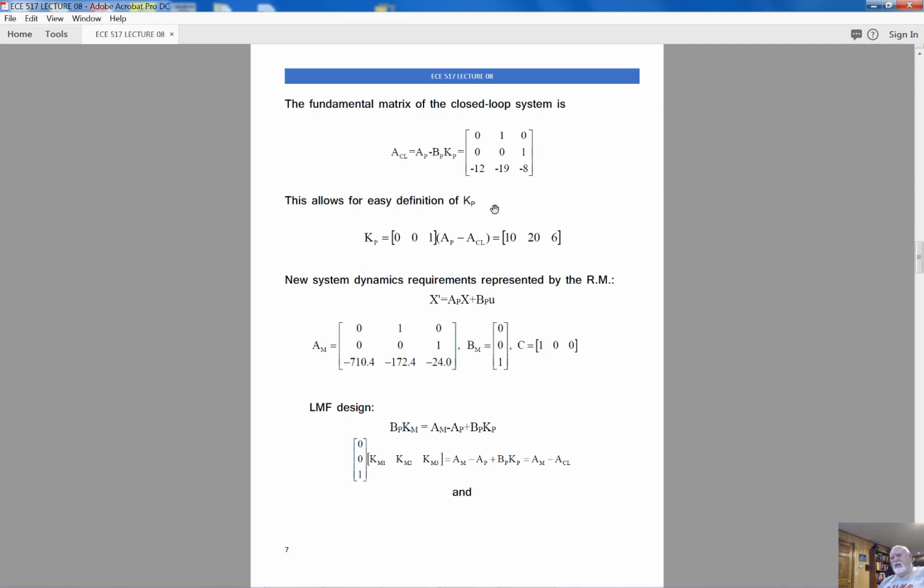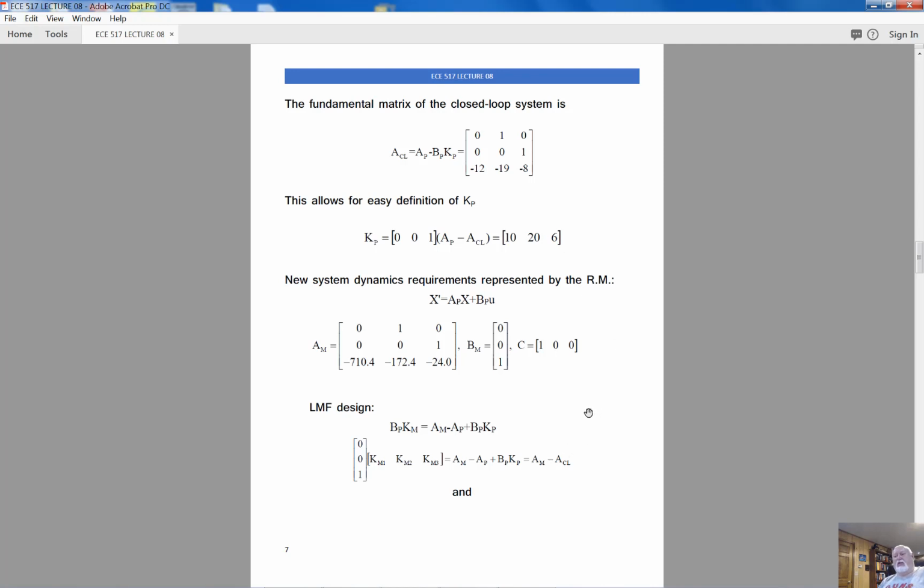If this is the case, you know from our 462, 510 material how to define matrix Kp. We have AP minus A closed loop. It's a square matrix. They both are consistent with the canonical controllable form. If you will cut out the last row of this difference, this is what you will get. And this is the matrix Kp.